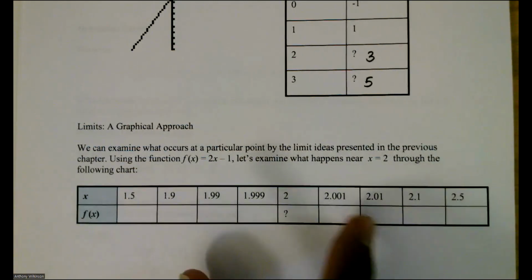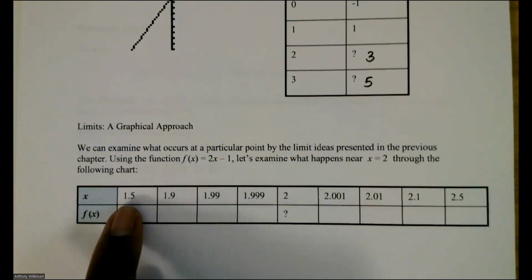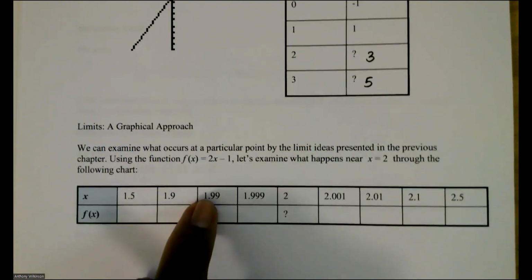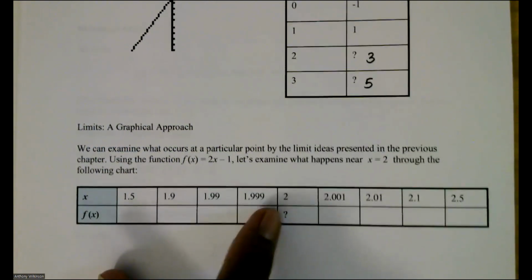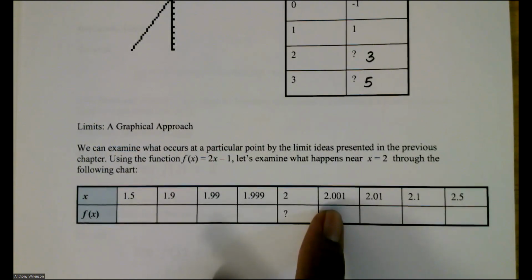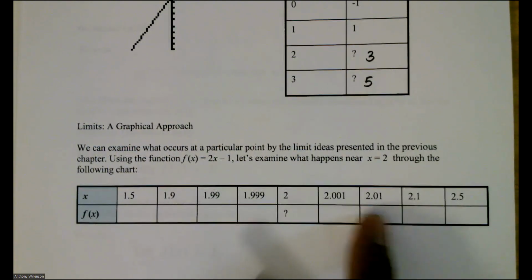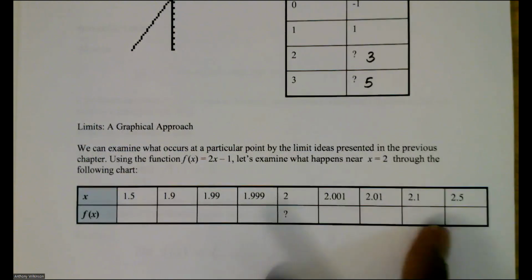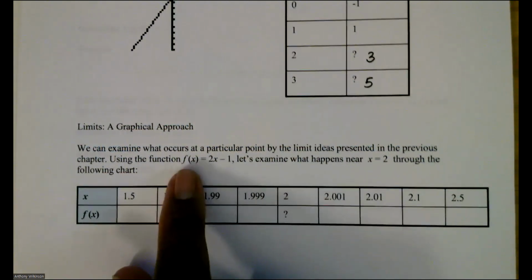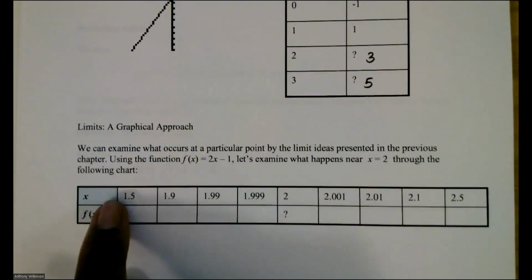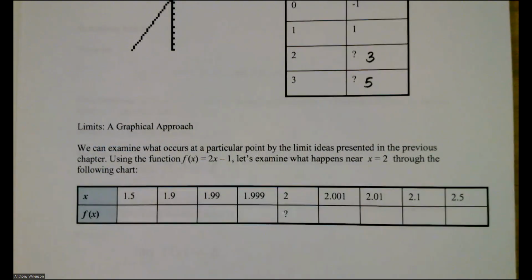What I have right here is a chart of x values that were chosen, like 1.5, 1.9, 1.99, and 1.999. Those are values to the left of 2. And then we have 2.001, 2.01, 2.1, and 2.5. Those represent the values to the right of 2. For each one of these, we're going to use f of x equals 2x minus 1 and substitute each x with these individual values.